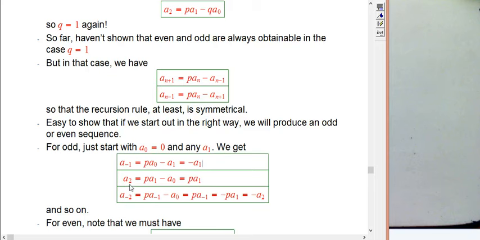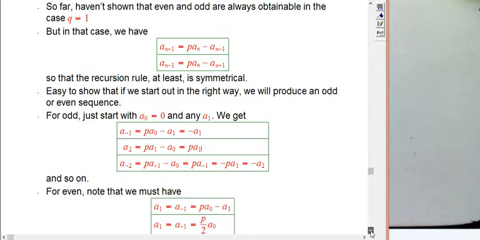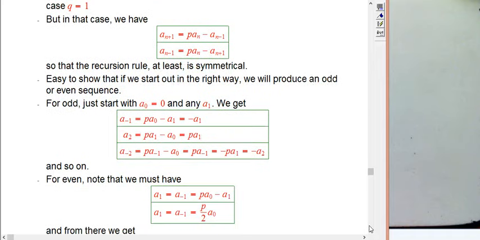Oh, good. It's no big surprise. A2 is going to be P A1 minus A naught. Well, that happens to be 0, so that's P A1. A minus 2, that's P A minus 1 minus A naught. Well, that still dies, so that's P A minus 1. That's minus P A1, but that's just going to be minus A2. Okay, and it's not too hard to see that that really does work. It just keeps going on forever. You can prove it by induction if you're really paranoid about it.